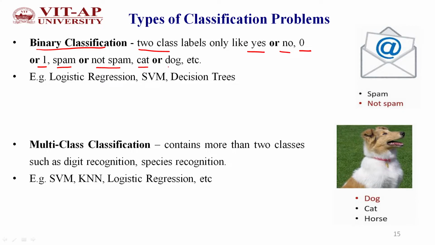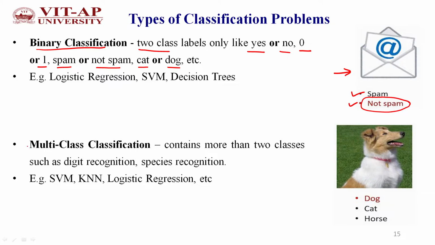Here, cat or dog. Only two classes. There is no other class. This figure indicates whether our received mail belongs to spam or not spam. Here our model classified the received mail as belonging to not spam.